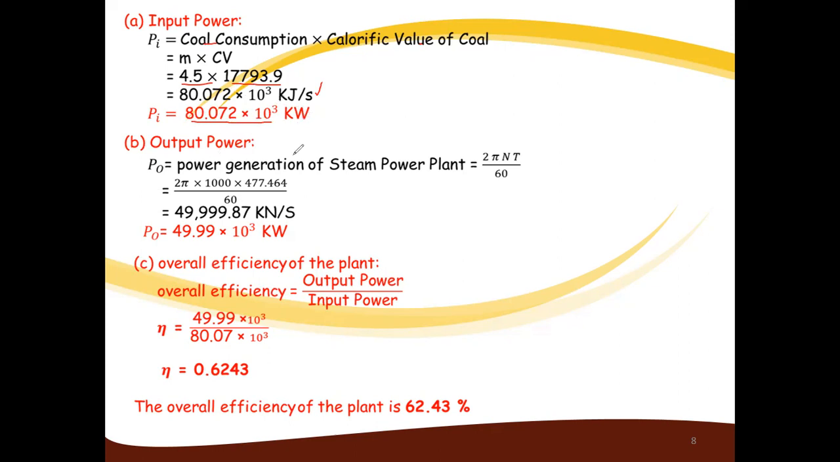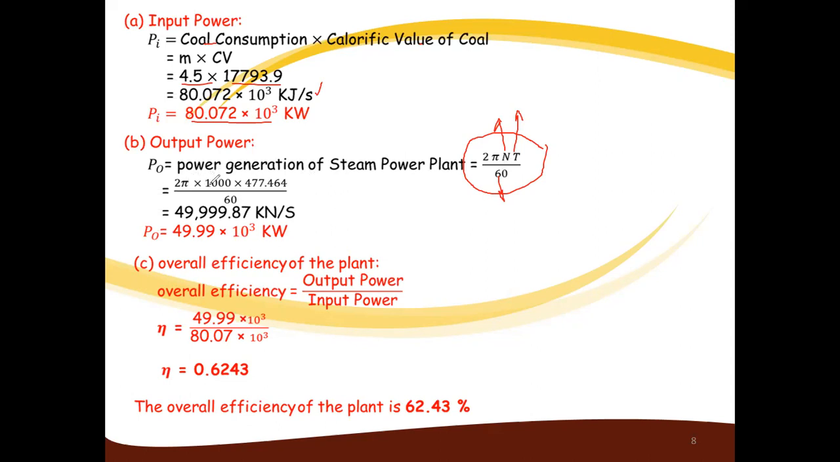Now here one formula is important when the torque and speed are given. For the power generated by a steam power plant, the output power is nothing but 2 pi N T upon 60, where N is the speed, T is the torque, and 60 is there because this N is in rpm, so for conversion of rpm into rps we divide by 60.